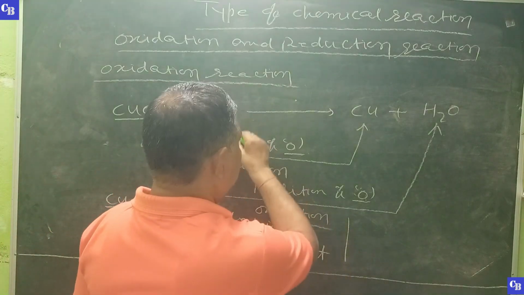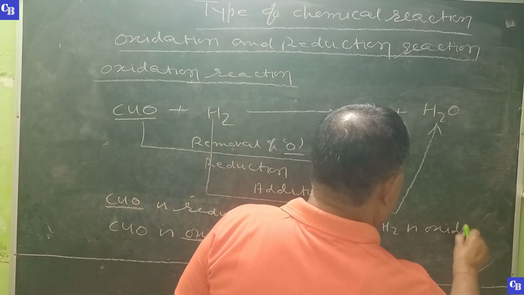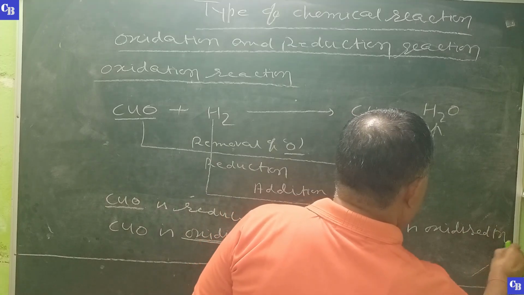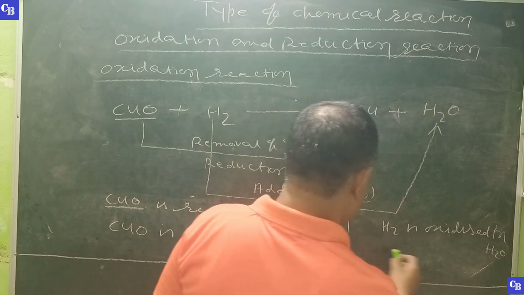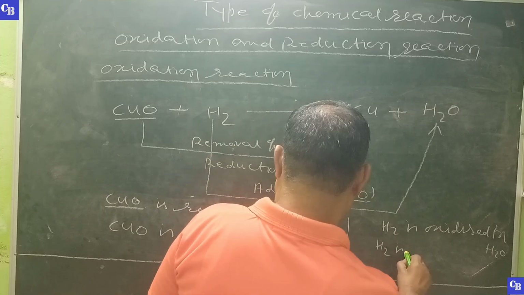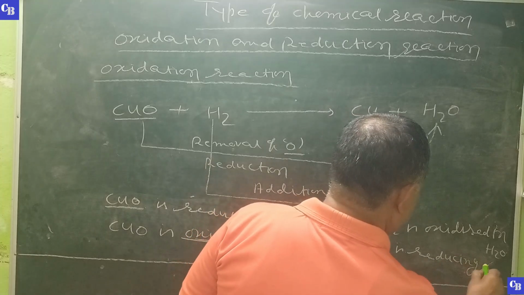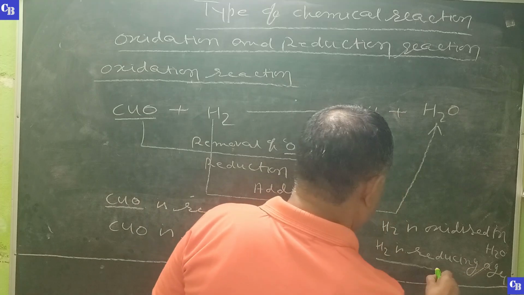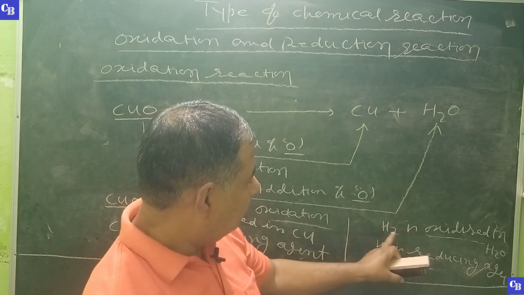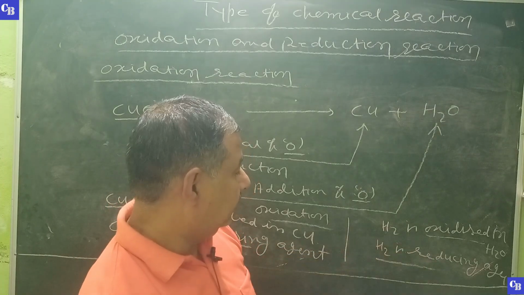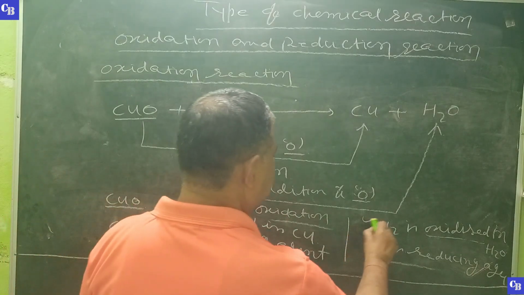Here H2 is oxidized into H2O. So H2 is the reducing agent. The substance which is oxidized is a reducing agent. You also understand it as the substance which helps in reduction. Hydrogen is the reducing agent.